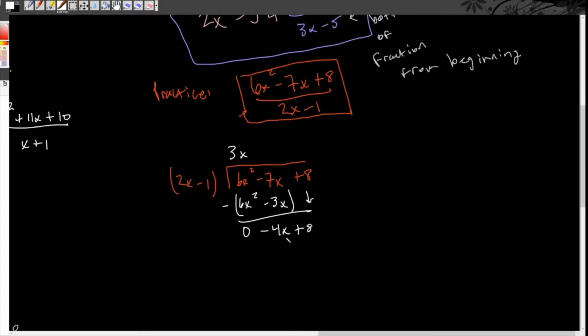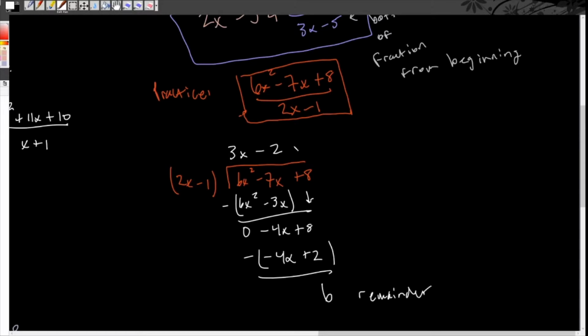Now I'm looking at negative 4x. What times 2x makes negative 4x? Well, this is negative 2. Negative 2 times 2x is negative 4x. Negative 2 times negative 1 is positive 2. So the 4x's go away, and then I have 8 minus 2 is 6, and this is my remainder.